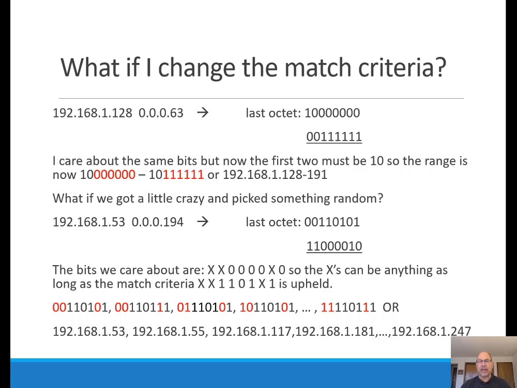So if I break out my last octet, I've got 53 there, and then the wildcard mask would be 11000010. What this is saying is that the only bits I care about are number 2 through 6 and the 8th bit. Those are the only ones that I care about. All the rest could be 0 or 1. I don't care.